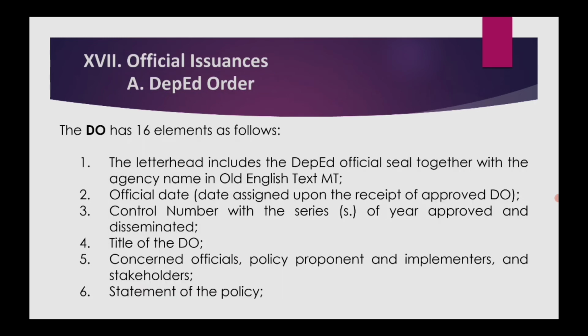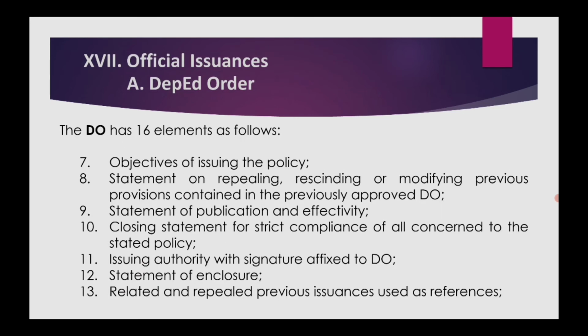It has 16 elements as follows: the letterhead, the official date, the control number, the title of the DO, the concerned officials, the statement of the policy, objectives of issuing the policy, statement on repealing, rescinding, or modifying previous provisions contained in the previously approved DepEd order, statement of publication and effectivity, closing statement for strict compliance of all concerned to the stated policy, issuing authority with signature affixed to DepEd order, statement of enclosure, related and repealed previous issuances used as references.